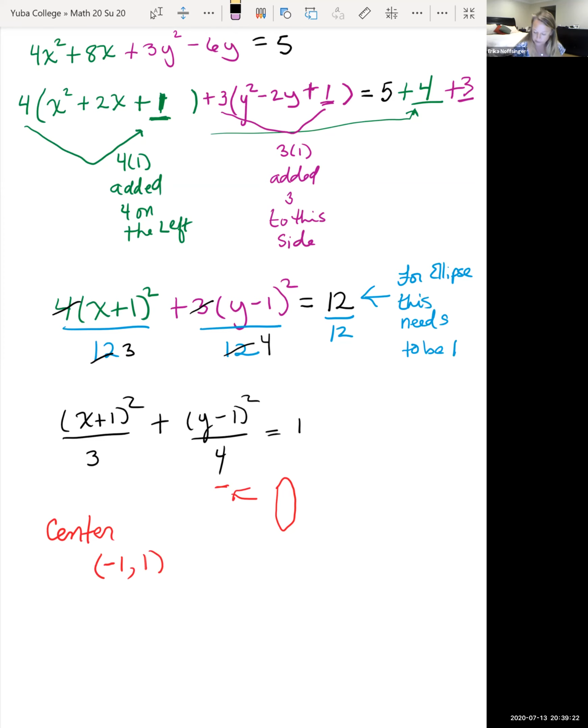My a squared value is 4. So take the square root of that. A is 2. This is b squared. So b squared is 3. So b is √3.